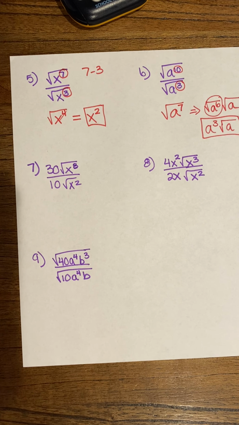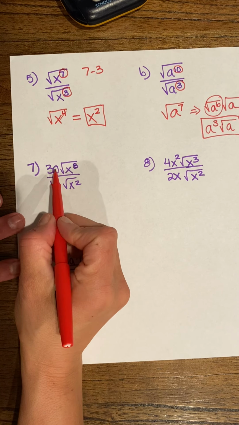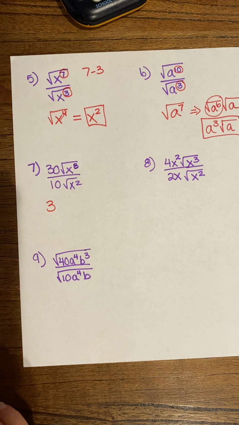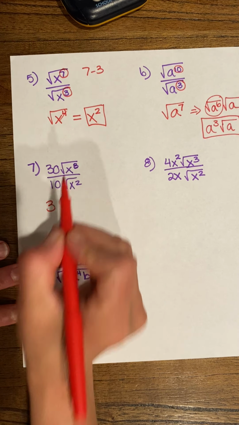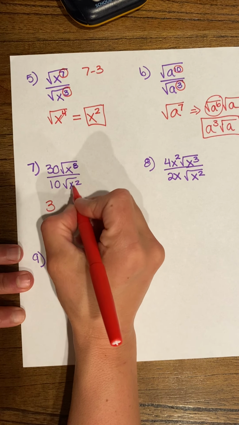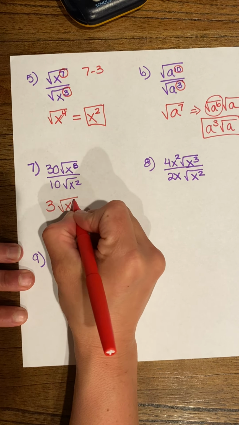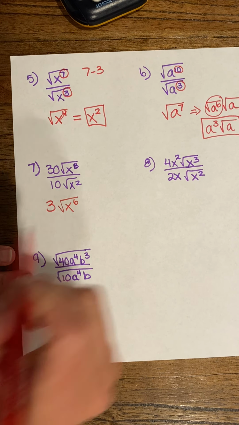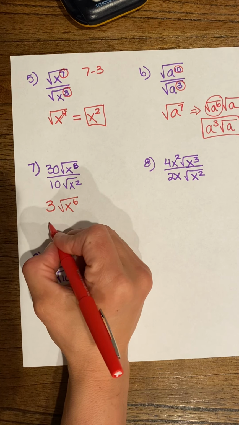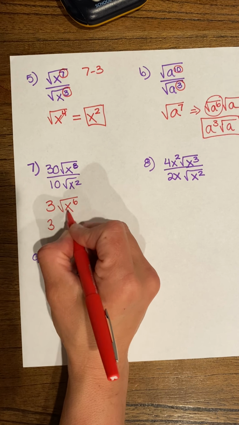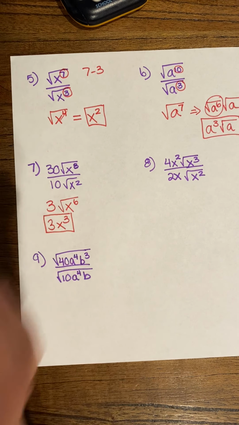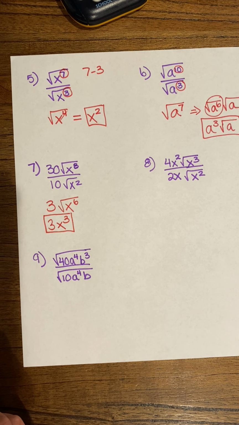Anything on the outside gets divided. So here I have a 30 and a 10 on the outside, which divide to be a 3, which would be on the outside. Here I have an x to the 8th divided by an x to the 2nd. And I get, when I subtract exponents, x to the 6th. Since that is even, that means I can square root it without breaking it down at all. So here, cut it in half, and I just get x to the third. And now we'll just join that 3 on the outside.